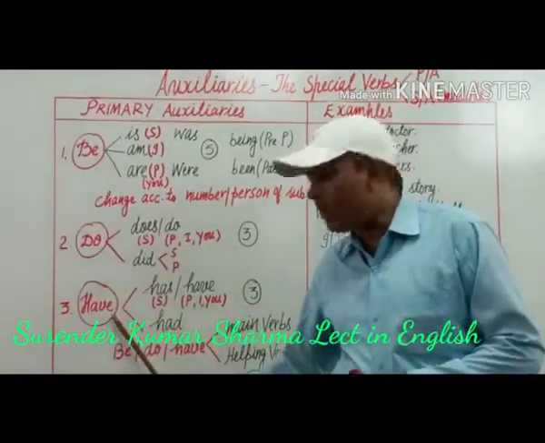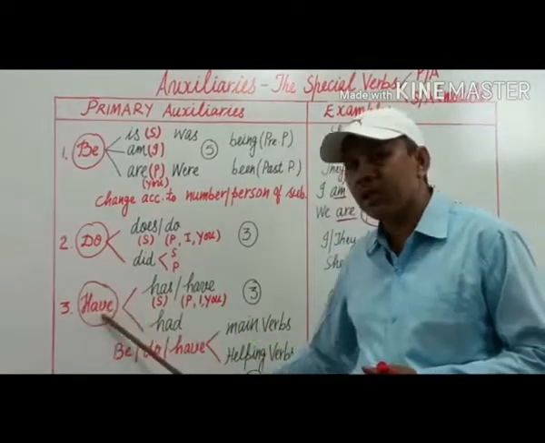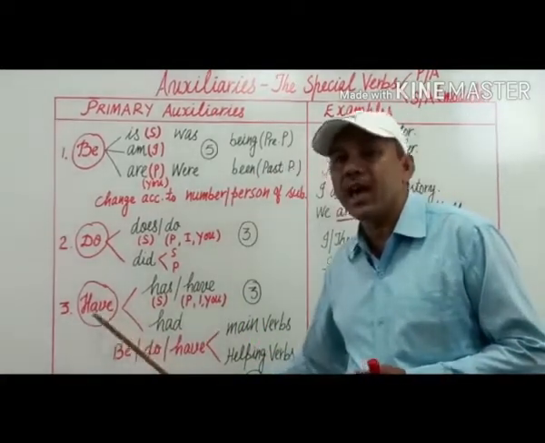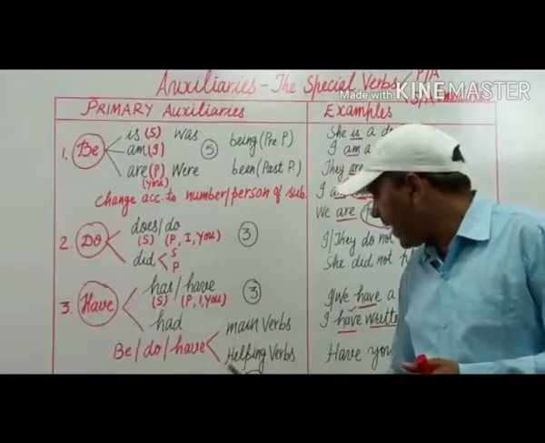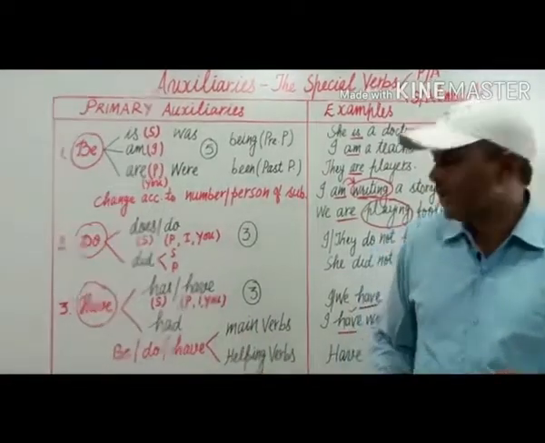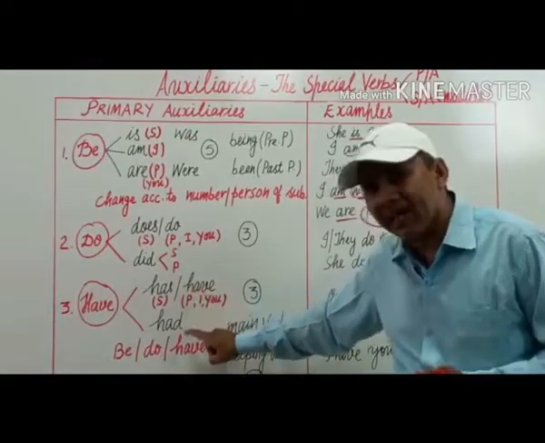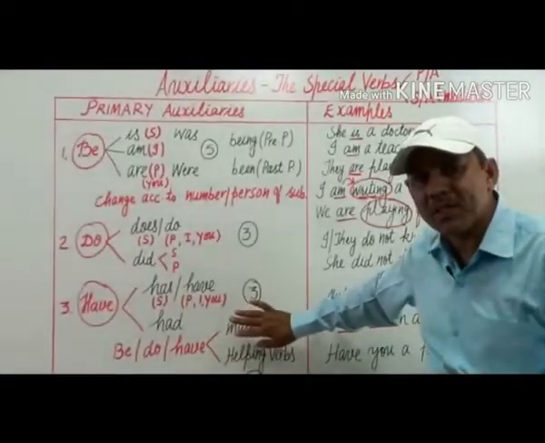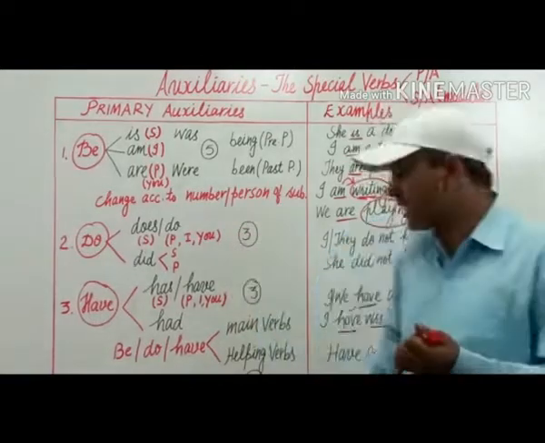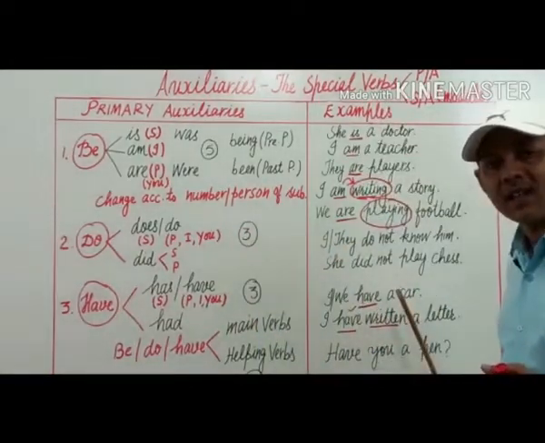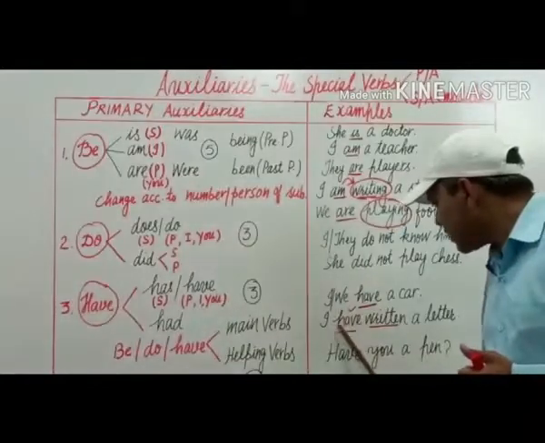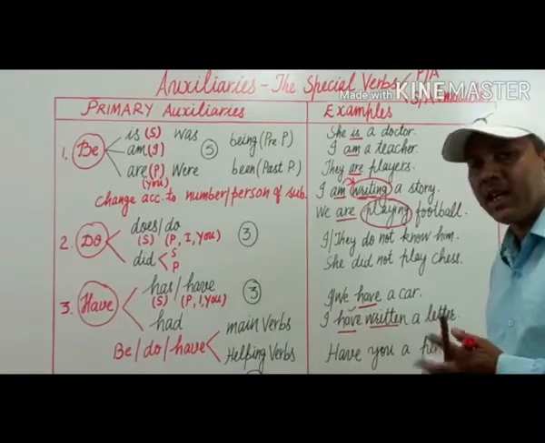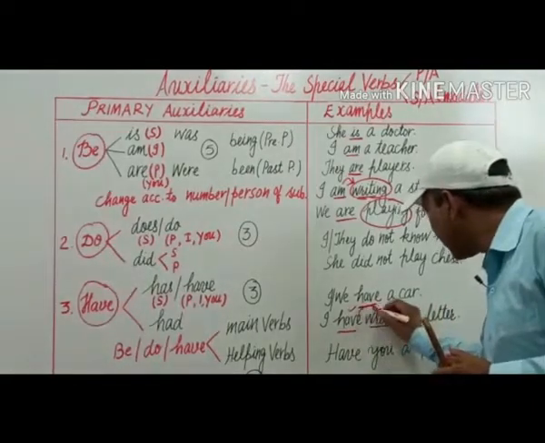Now let us take the example of the next primary auxiliary, have. Where and how do we use have? Have is used in two different forms, as main verb and as helping verb in sentences. When has, have or had are used as main verbs, they show possession. For example, I have a car, I have a house, meaning I possess a car, I possess a house. But when this is used as a helping verb in a sentence, it helps the main verb.